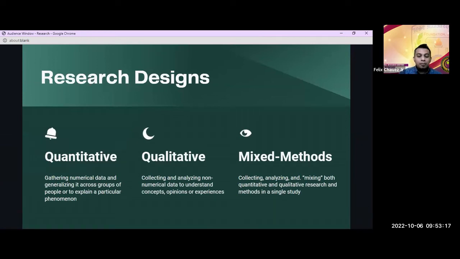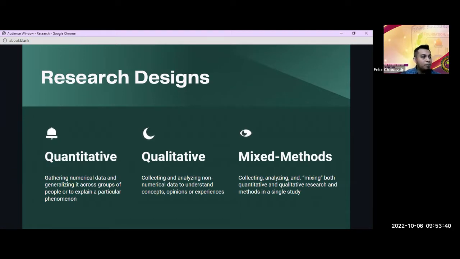So I'll give you a review of the different research designs that are commonly used right now in research. These are traditional designs which are always used, especially in conducting research.